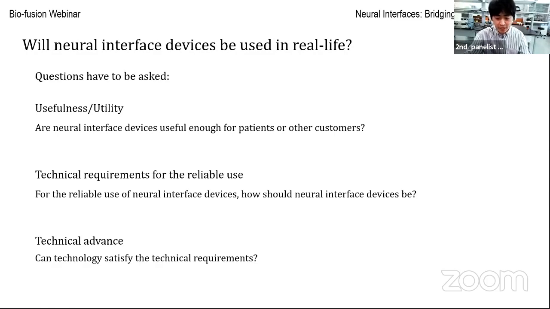First, it is about the usefulness of the technology. Are neural interface devices useful enough for patients or other customers? This is an important question because it is the fundamental motivation for the advance of the technology.